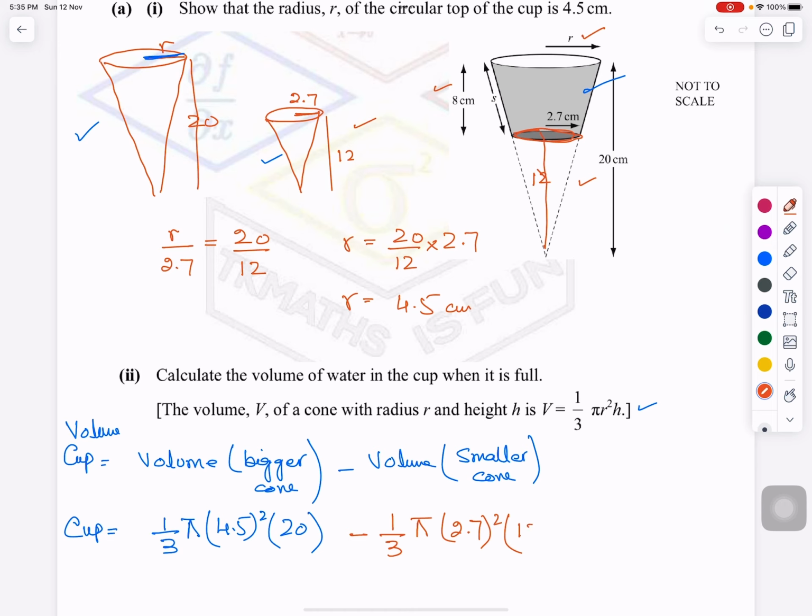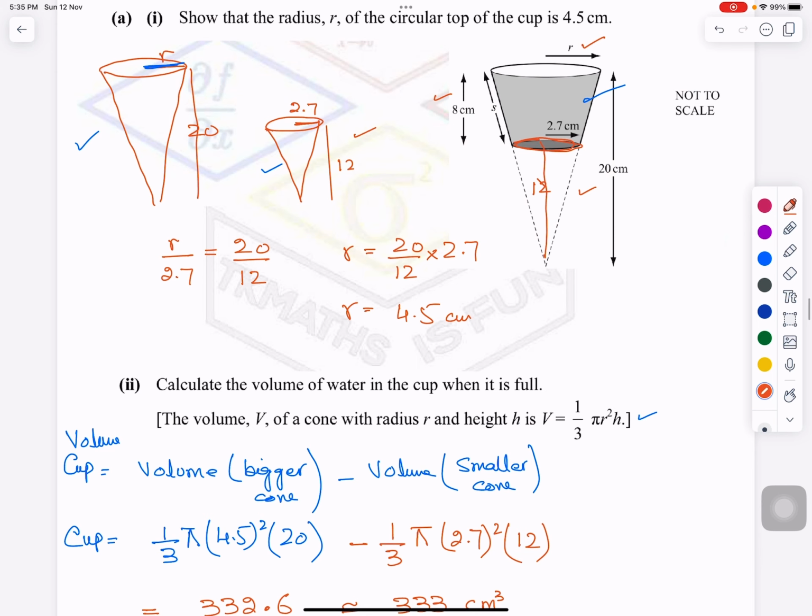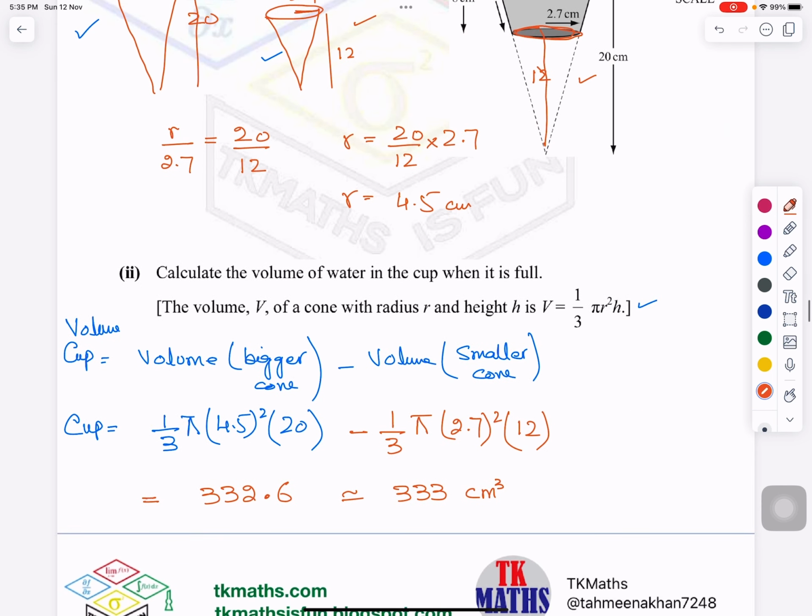You can see here. After that, just use a calculator carefully and you will get the answer. Let me use my calculator. Give me a second. So I'm getting 332.6 something. Usually we write the answer in 3 significant figures, so I can say this is approximately equal to 333. And what will be the unit? Cubic centimeter, because the lengths are given in centimeter, right? So use the calculator carefully and you will get the answer.